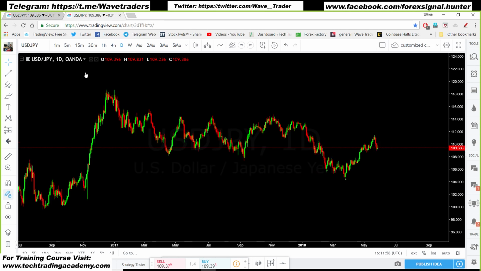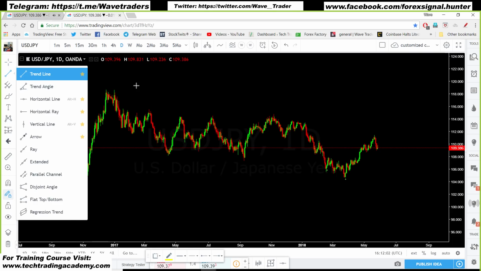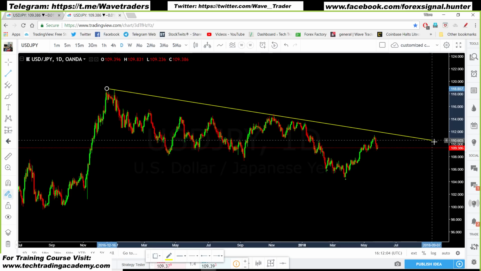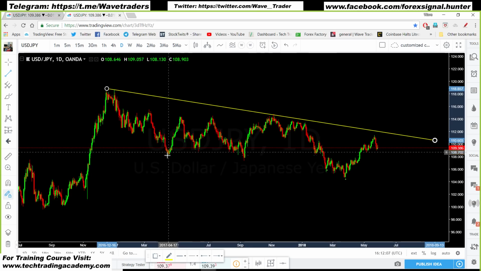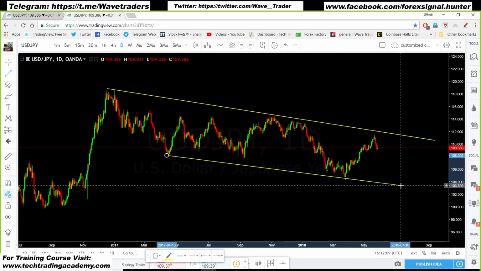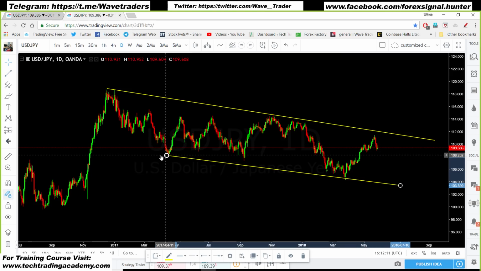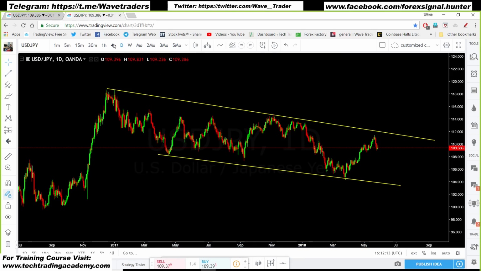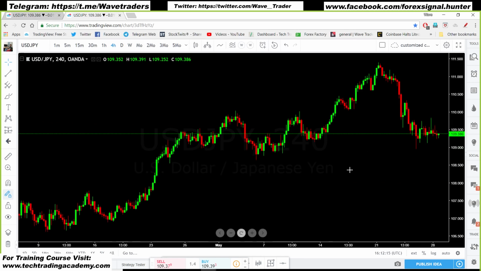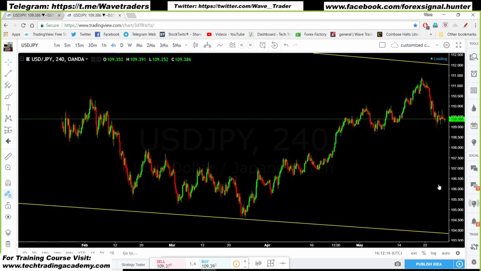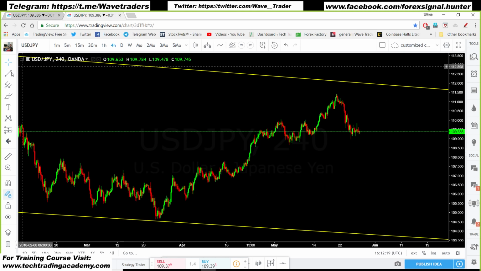All right, so let me show you what price did and what I was showing you last week. This is the pattern. All right, this is the longer term bigger structure, and that's what price has just done over there.